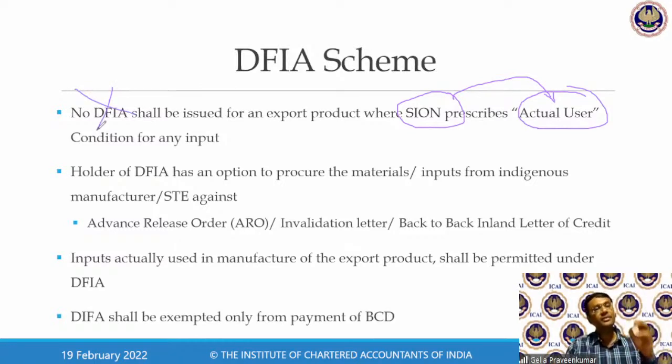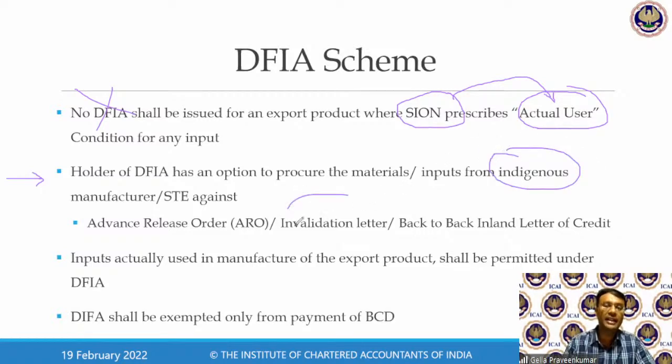Reason, the activity done by Priya is not an activity every person can do. Only Priya can do this particular activity. So what government says? For those products where SION prescribes that this has to match the actual user condition, I don't give DFIA license. And the DFIA person, whoever has got a license, they have option to procure this material or imports. Again, I can import or I can use it from local, from domestic, indigenous.